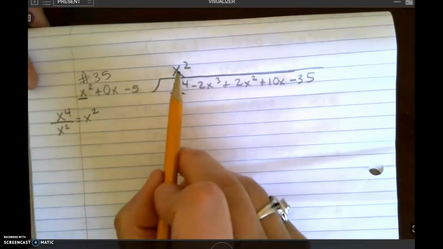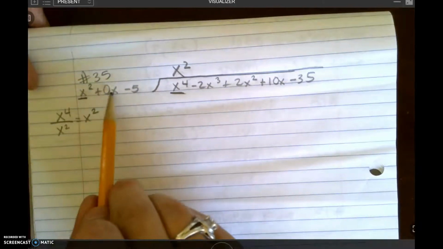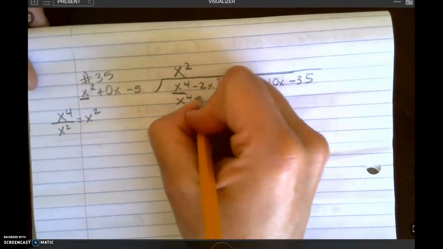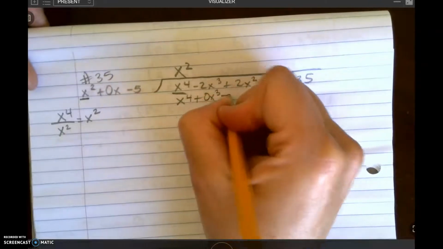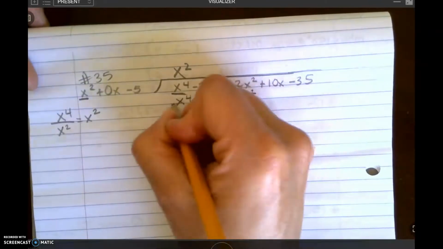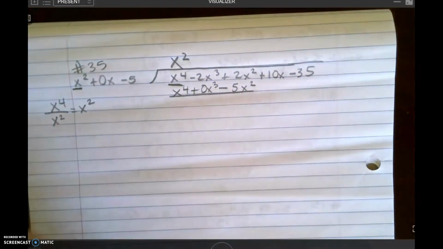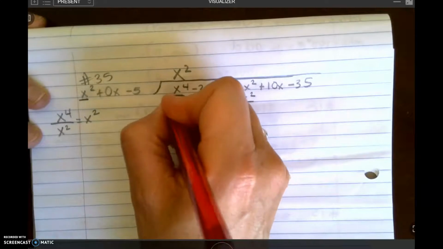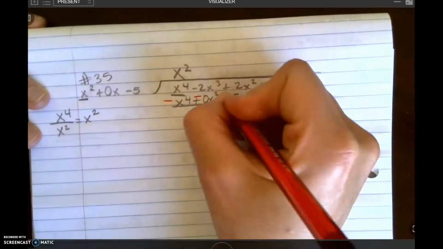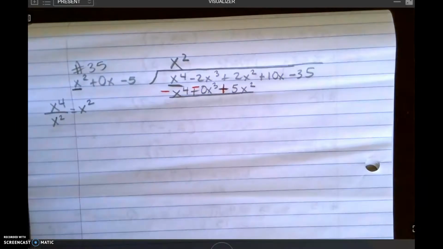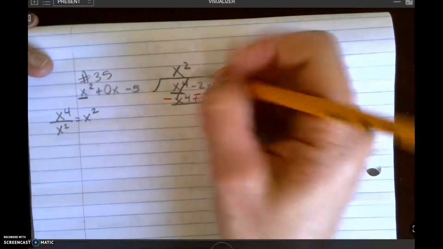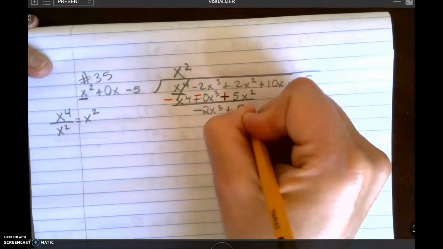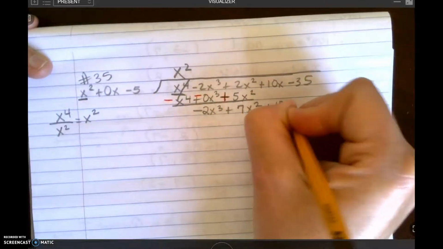I take this x squared and I multiply it by everything in the divisor. And I get x to the fourth plus 0x cubed minus 5x squared. Because I'm subtracting, I change all my signs, because subtraction is adding the opposite. That becomes a negative, that becomes a negative, and that becomes a positive. So I am left with negative 2x cubed plus 7x squared plus 10x.